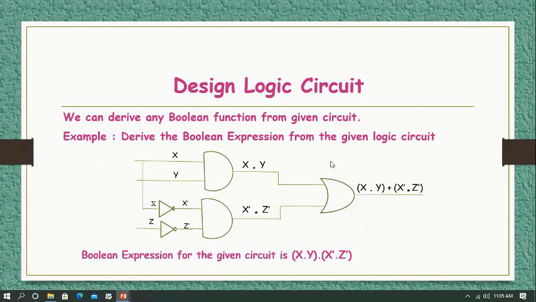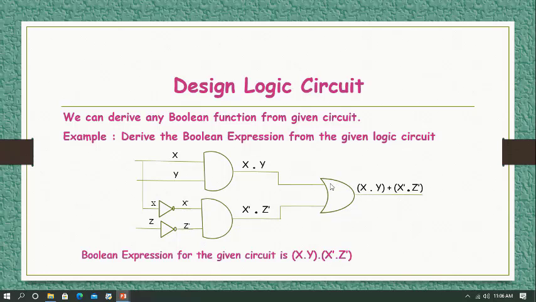Conversely, we can derive any Boolean function from a given circuit by writing the different inputs and the intermediate expressions. For example, the inputs are x and y. This is an AND gate, so the intermediate output will be x dot y. Similarly, this is an input from x, and a NOT gate is used, so this is x complement. This is another input z, and a NOT gate is applied, so this is z complement. This is an AND gate, so the output of this will be x complement dot z complement, that is the logical multiplication of both the inputs.